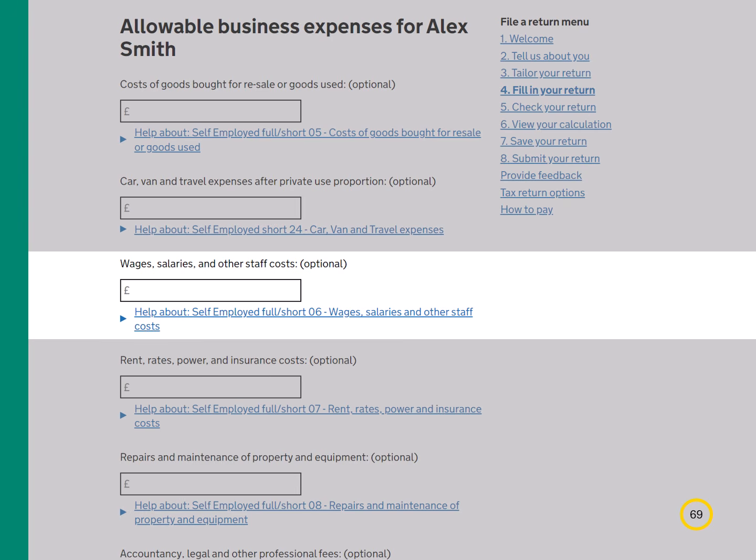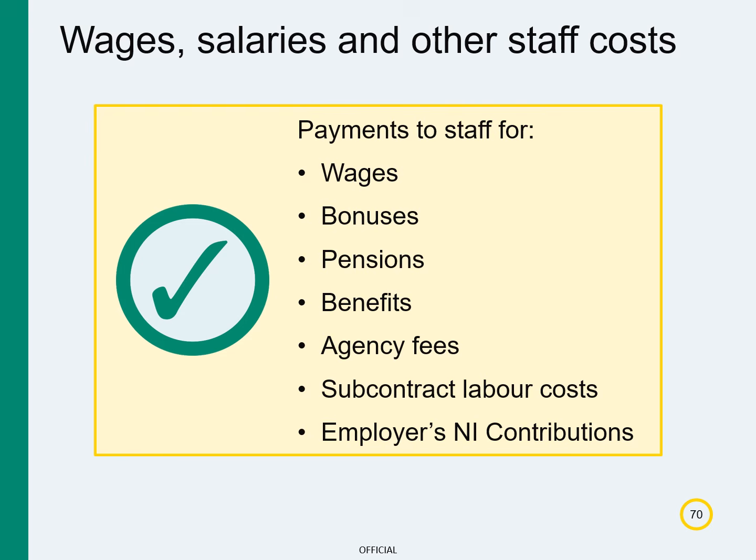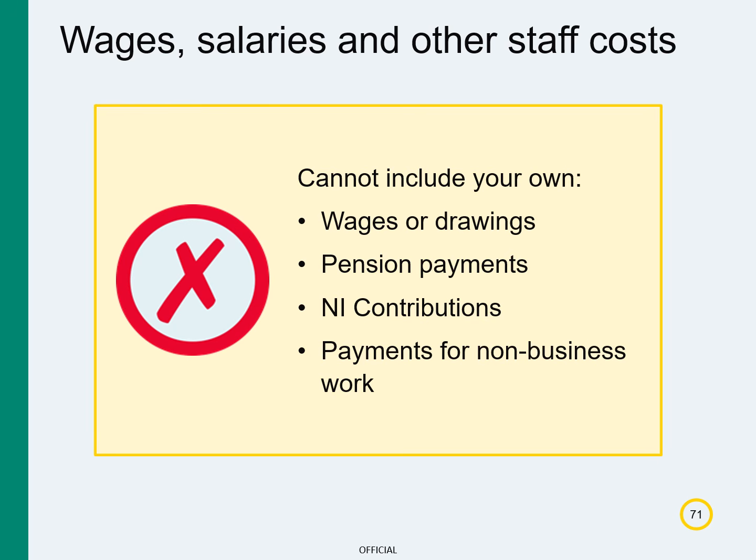In this box, you can show any wages paid to staff or employees. So this could be wages, bonuses, pensions and benefits. Also include agency fees and subcontract labour costs and employers' national insurance contributions. However, you cannot include your own wages or drawings, pension payments, national insurance contributions and payments made for non-business work.